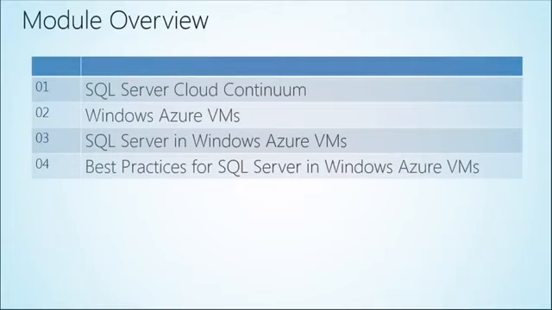So today we're going to be talking about 4 topics as part of the talk. First, we're going to introduce what we call the SQL Server Cloud Continuum. And that is basically the path between on-premise and the cloud, right? And the different iterations between them. Then we're going to go and talk about Windows Azure virtual machines. So we're going to look at what is the offering that we have for virtual machines. And then we're going to look specifically at SQL Server running in Windows Azure virtual machines. And finally, we have some best practices associated with that. So we'll talk about all those things.